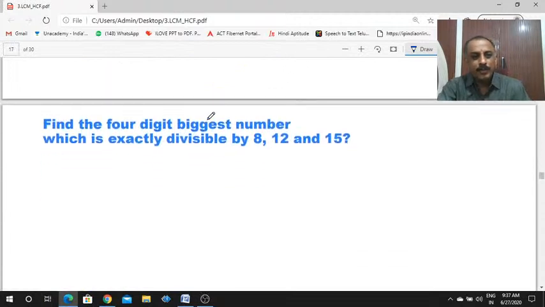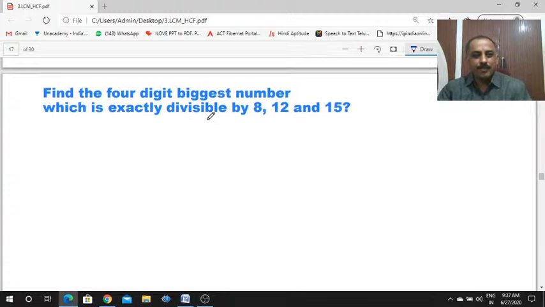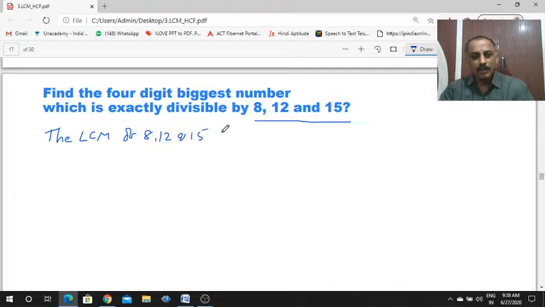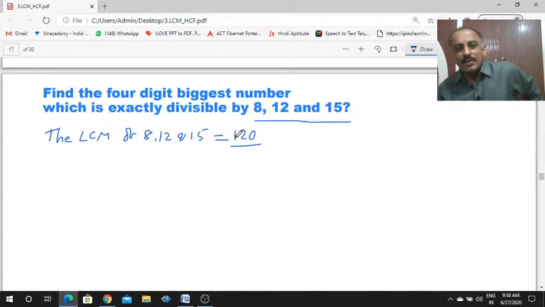Next question. Find the 4-digit biggest number which is exactly divisible by 8, 12 and 15. The LCM of 8, 12 and 15 is 120. What is the meaning of LCM? The LCM of 8, 12 and 15 is 120. 120 is divisible by 8, 12 and 15.